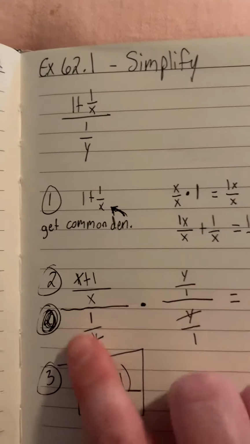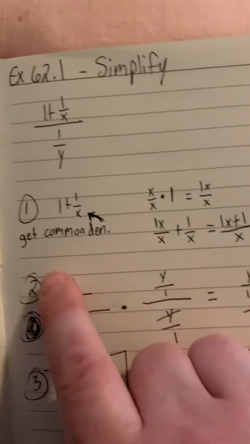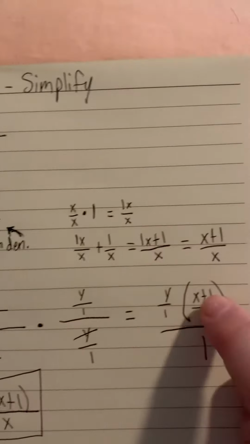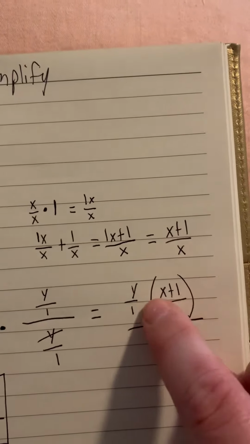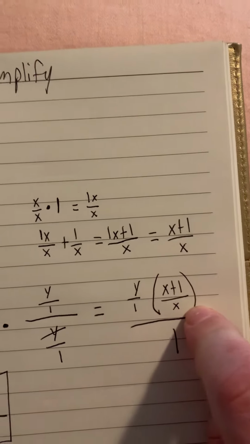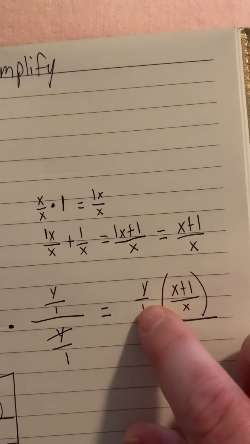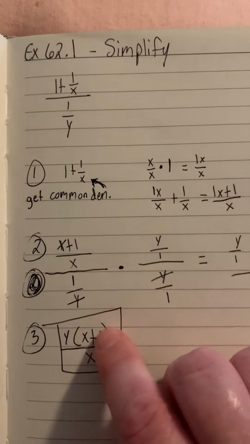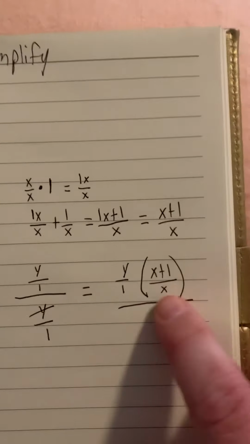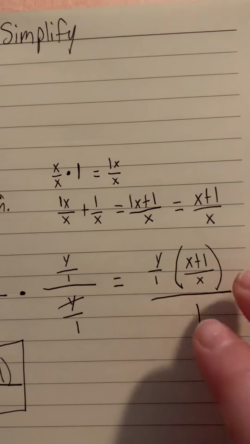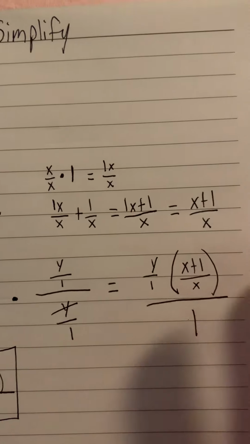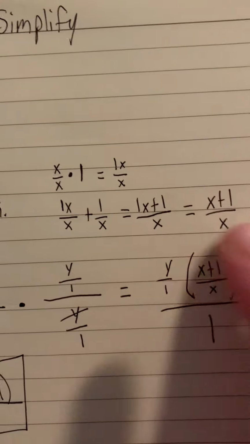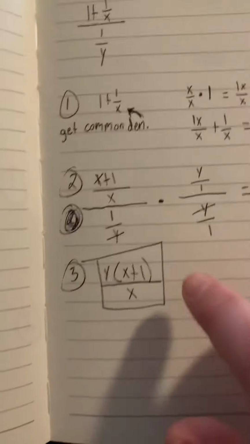So when you do that, this all cancels here, and you're just left with a 1 on the bottom. And then you multiply these two together, so y over 1 times x plus 1 over x. And this ends up being y times x plus 1 over x. And you can just drop this one here because it's not relevant. Anything over 1 is itself, so it's a whole. So that's why you can drop that 1 there.